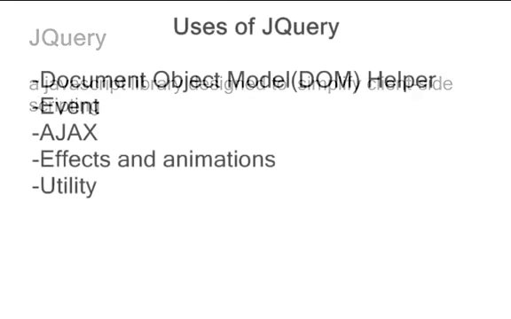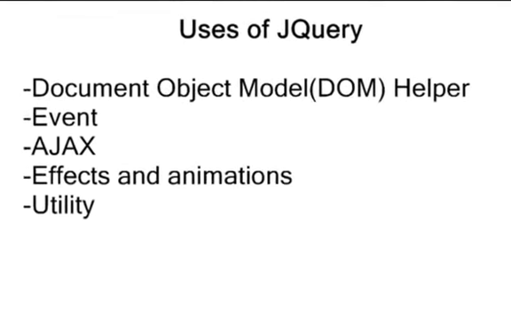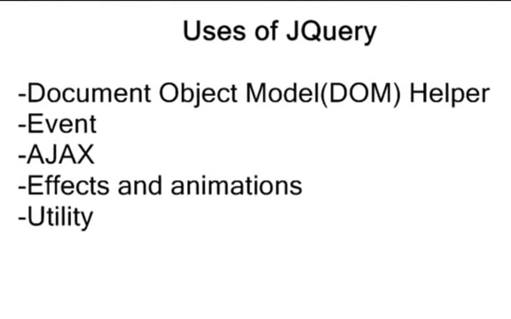As for the uses of jQuery, it can be used as a document object model or DOM helper because you can select a single or group of elements in a web page. It can also be used as an event handler, which makes your JavaScript actions and events organized. It also comes with great functions for AJAX requests, and for doing special effects and animations, jQuery is also capable of that. And lastly, jQuery also works as a browser utility as well.